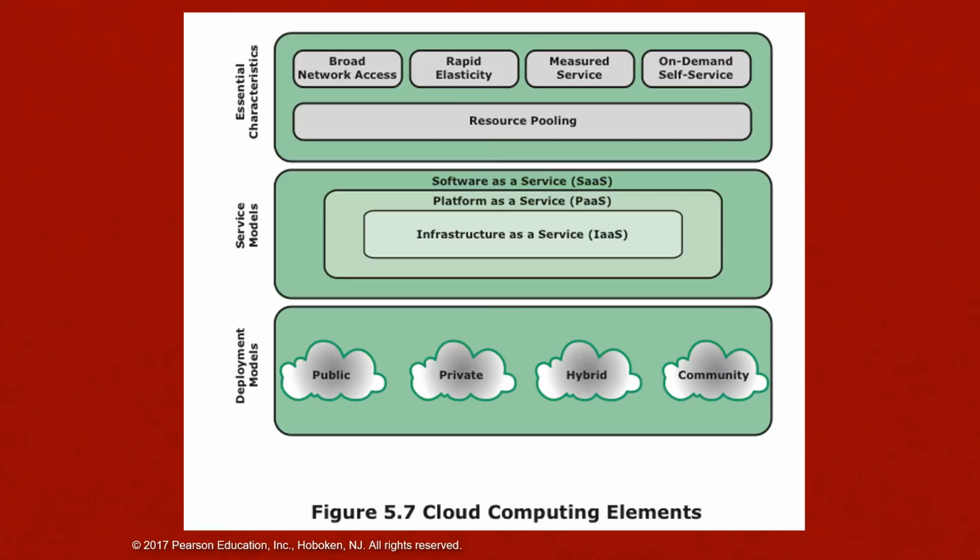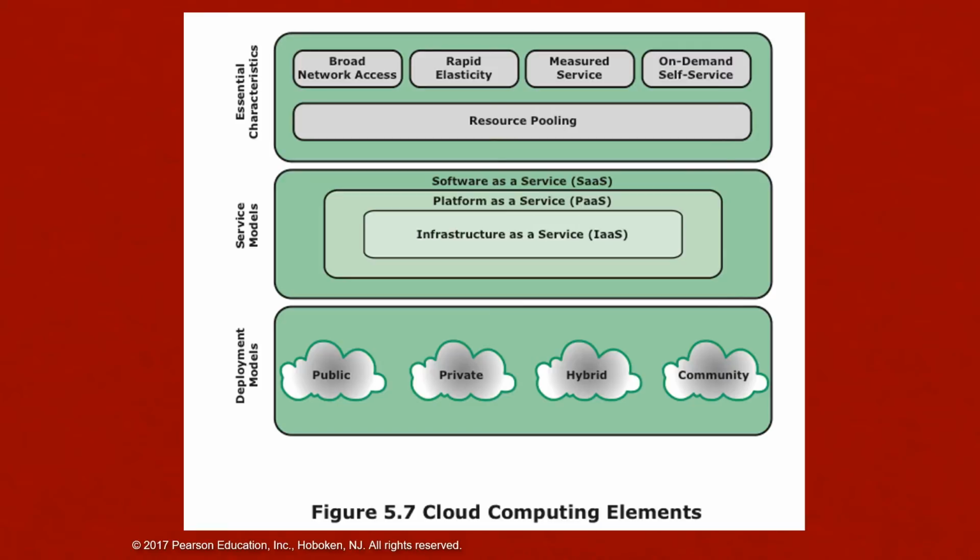Infrastructure as a Service, IaaS. The capability provided to the consumer is to provision processing, storage, networks, and other fundamental computing resources, where the consumer is able to deploy and run arbitrary software, which can include operating systems and applications. IaaS enables customers to combine basic computing services, such as number crunching and data storage, to build highly adaptable computer systems.